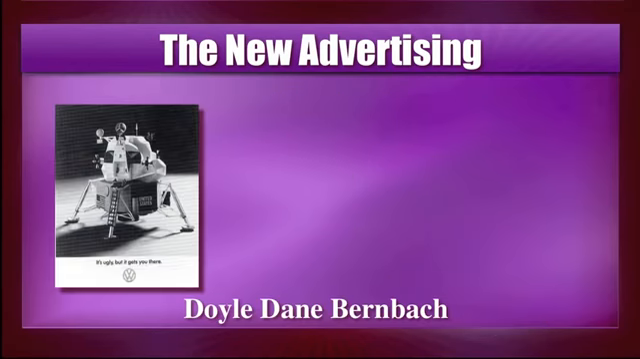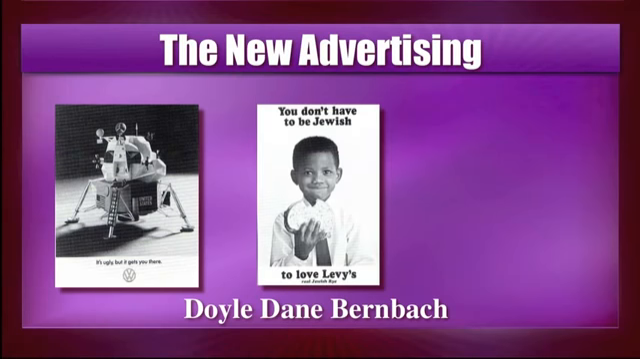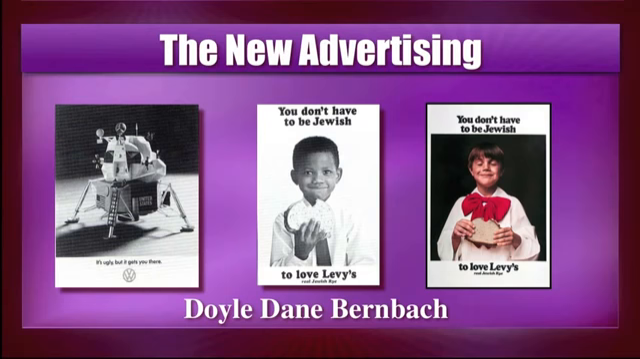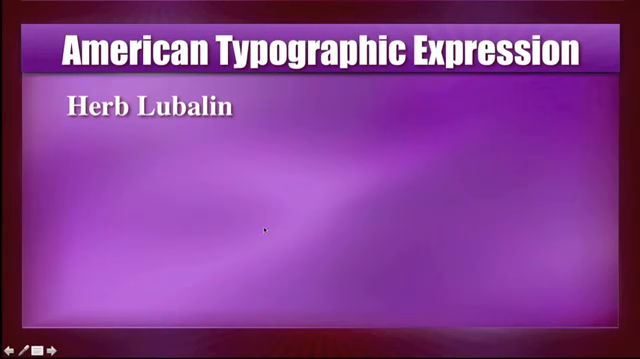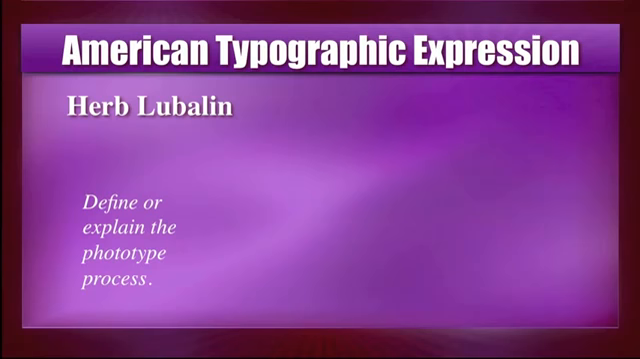Here are some more ads by Doyle, Dane, and Bernbach. Concept was dominant, so the designs were reduced to a few elements. Large visual image, headline of bold weight, and body copy that states its purpose factually with an entertainment value. Mass communication stereotypes were replaced by more realistic images of people, and taboos against representing ethnic minorities were broken. The 1960s saw a large-scale expansion of phototype. I want you to define or explain the phototype process.